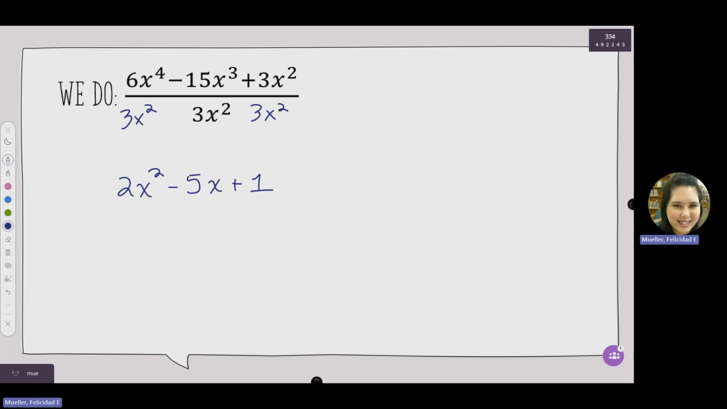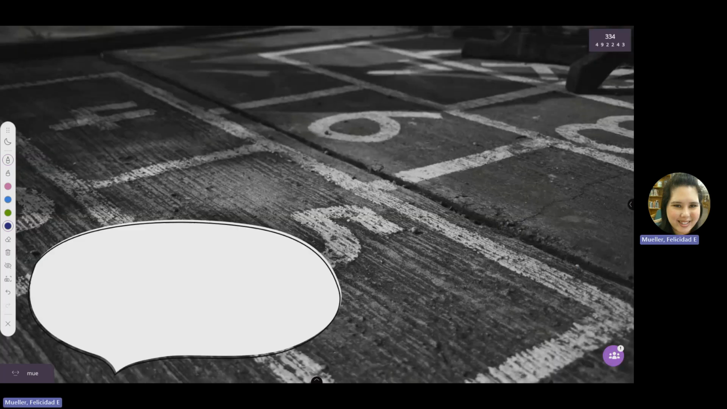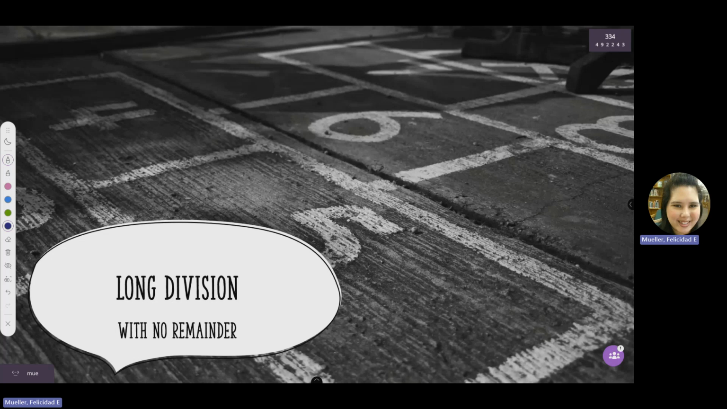So hopefully you had that correct. If not, again, reach out and ask questions. But we're going to go ahead and move on to long division. We're going to divide by a binomial specifically. The first couple of problems that we look at are going to have no remainder, meaning that at the end I should have a 0 at the bottom, not a number or anything else.